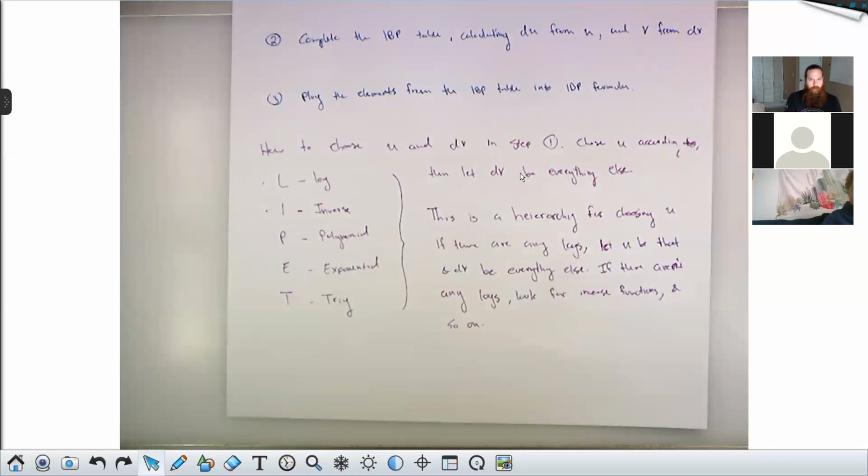Yeah, sure. So this is a little bit complicated. Remember what we're trying to do? We're trying to pick a way to partition our integrand. I'm trying to pick a way to split my integrand into u and dv.